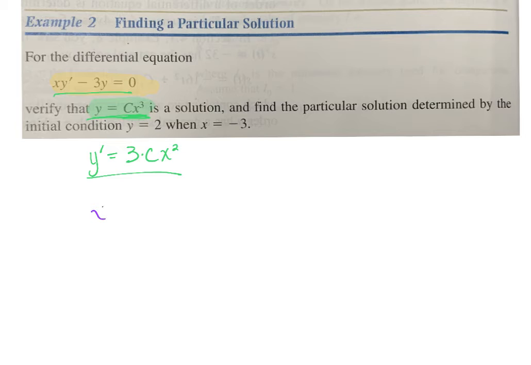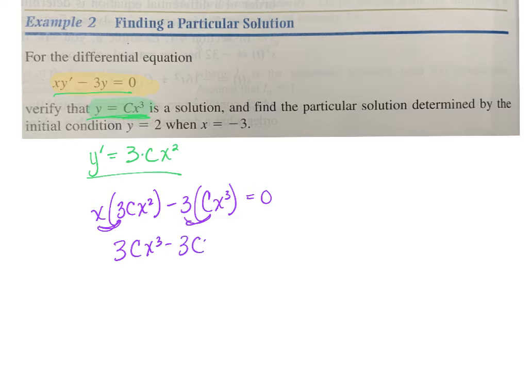So I'm going to say x times my y prime, 3cx squared, minus 3 times my original, cx cubed. Does that equal 0? Well, if I were to multiply this, I get 3cx cubed minus 3cx cubed equals 0. Yes, that is definitely a solution to it. So it's a solution.